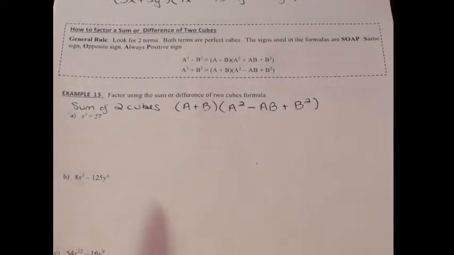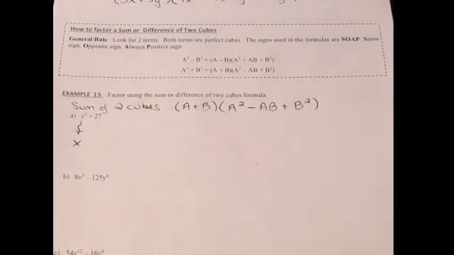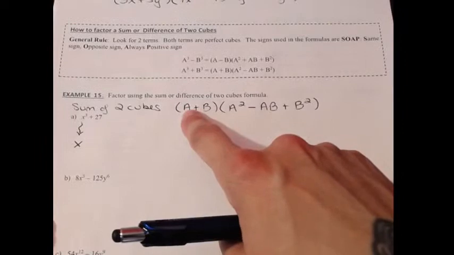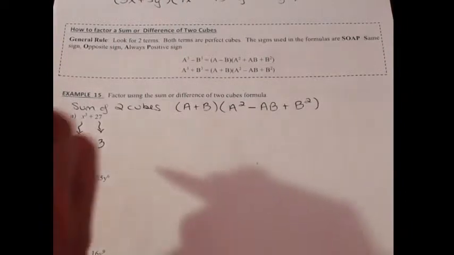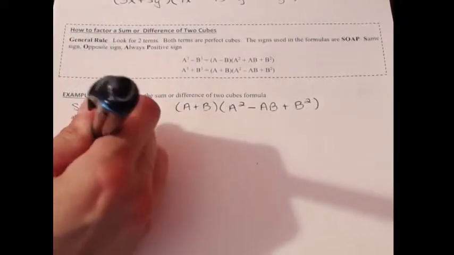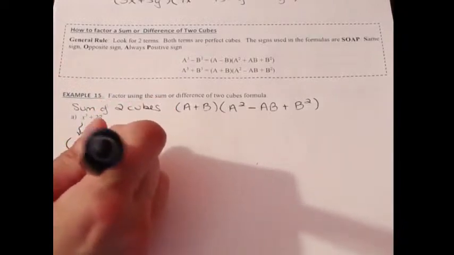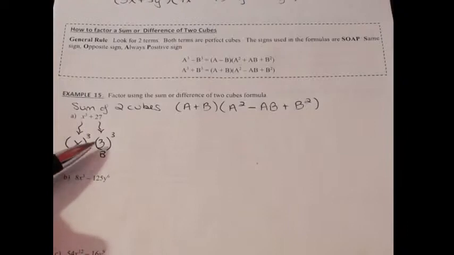X cubed, when we break this down, we know that becomes x times x times x. So when we break this down, it becomes x. Now keep in mind, I'm just writing x by itself because this is going to represent our A. The 27 breaks down into 3 times 3 times 3, right? 3 to the third power. What may be helpful to you is noting that whatever is in the first parentheses is going to be your A. Whatever's in your second parentheses is going to be your B. So A is x and B is 3. Do you see how I've rewritten this so that it looks like A cubed plus B cubed, right? Where A is x and B is 3.